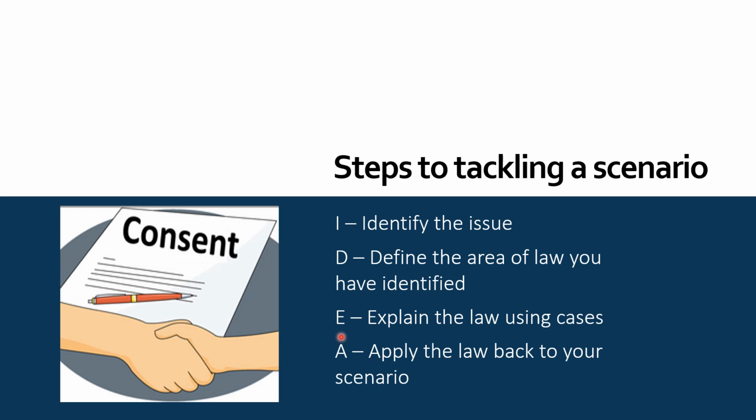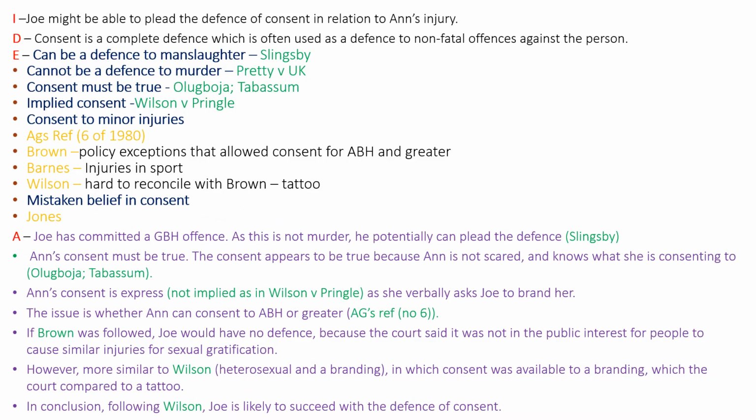So let's take a look at what that would look like for the Anne and Joe scenario. On this slide, I've done a bullet point answer to the Joe and Anne scenario, and I've colour coded it so that you can see how I've structured the answer according to those steps that we've just been through. So in red font, I've got the I, the D, the E and the A in IDEA to show you where I am identifying, defining, explaining and applying the law. Now my answer is very brief and bullet pointy so that I could fit all of this on one slide for you.